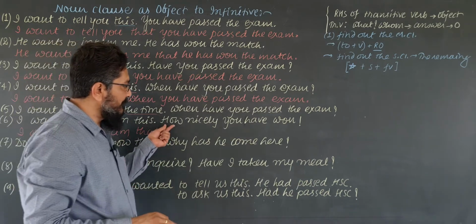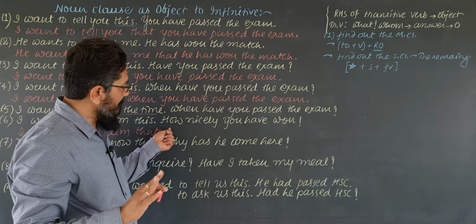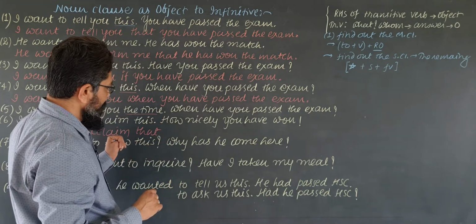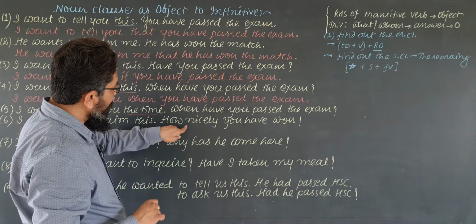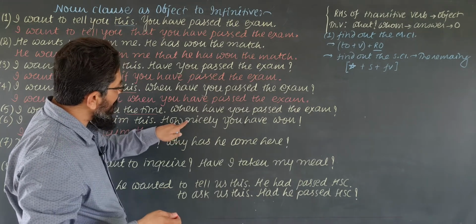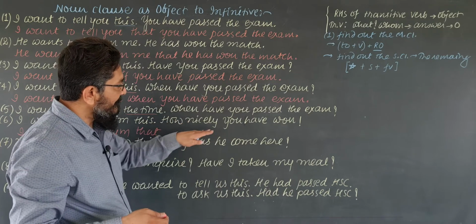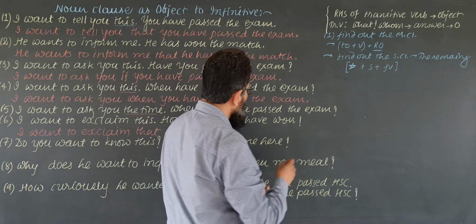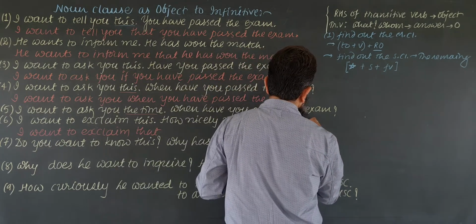Don't think this is a WH word. No. Do you know what will happen? It will be in the form of assertive sentence. That means clause. If you write it as a clause, what will happen? How nicely you have won. It will be you have won nicely.